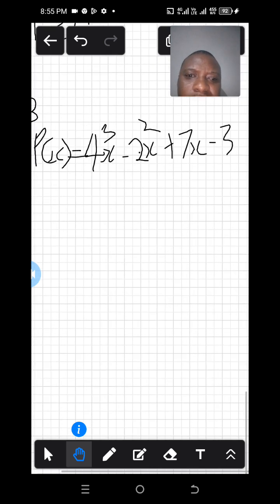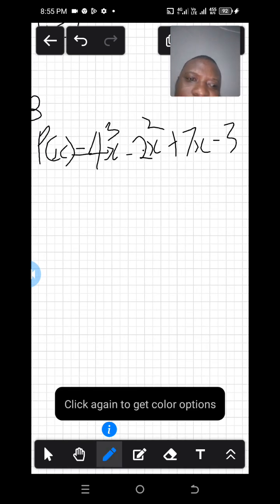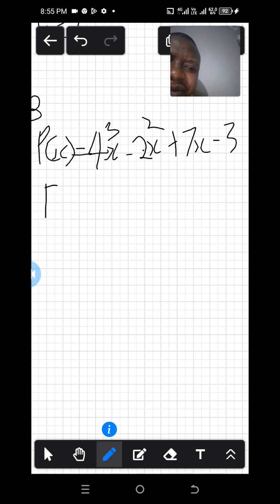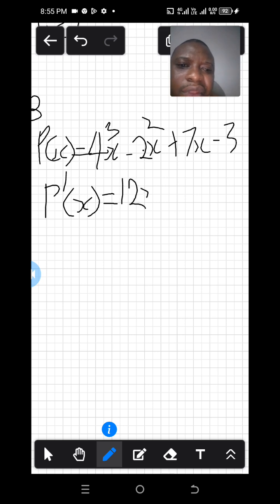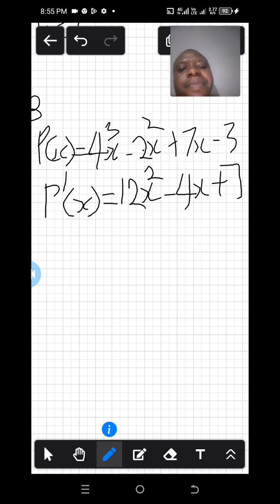So we need to find the first derivative, p prime. The law of differentiation is just to multiply the power with the coefficient and we reduce the power by 1. So we have 12x squared minus 4x plus 7. So that is p prime.